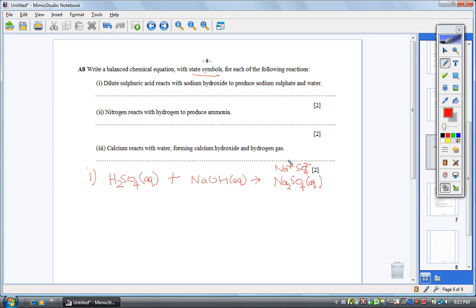Water is H2O, but water is not aqueous, it is in the liquid state. We assume that the conditions are at room conditions. Okay, let's balance the equation.